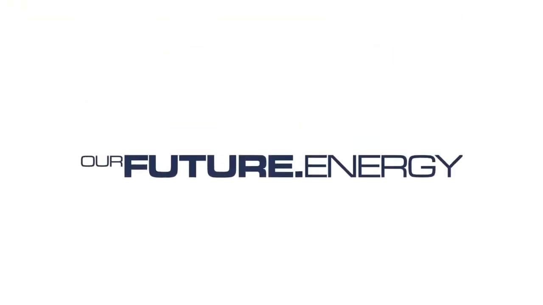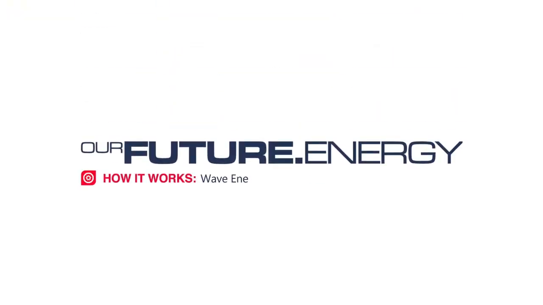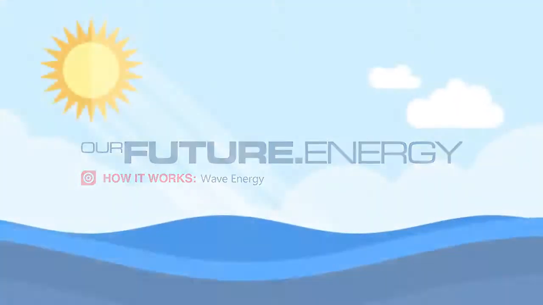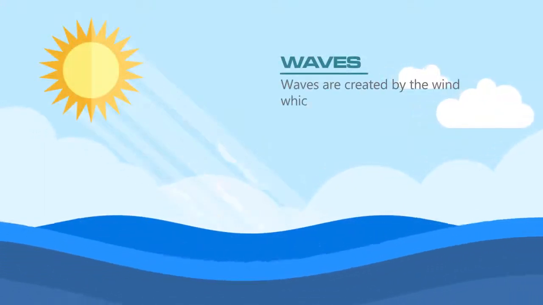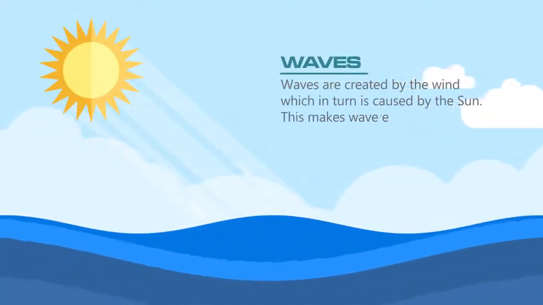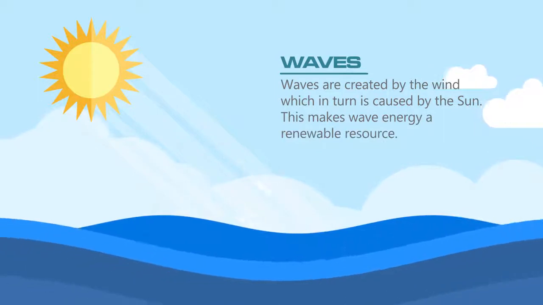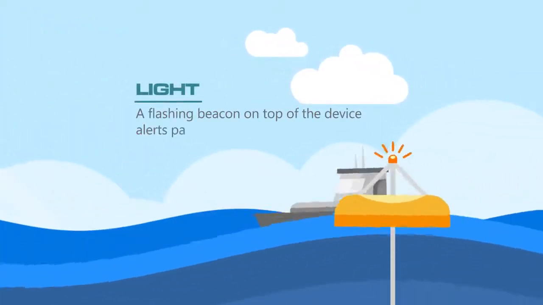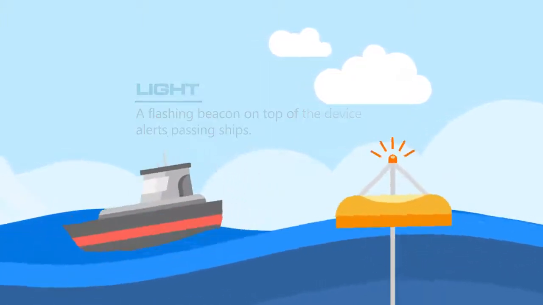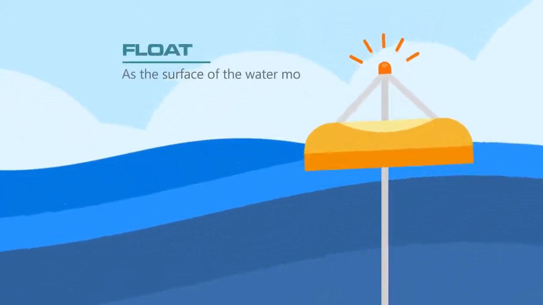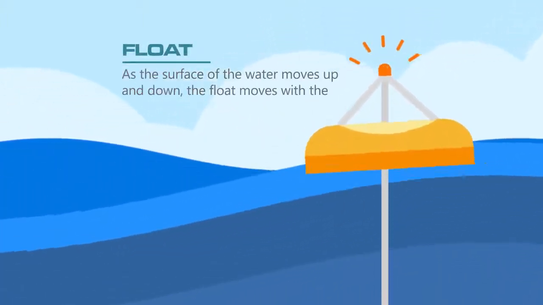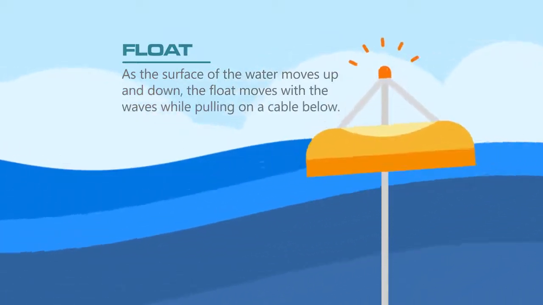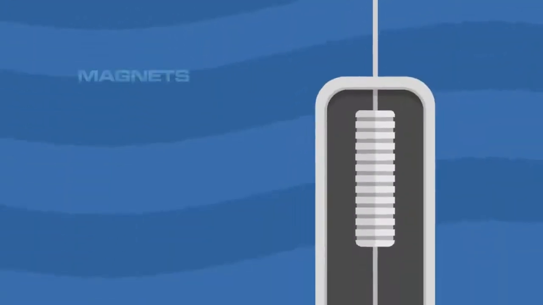Now, let us talk about the production of wave energy, children. Just look into the diagram. If you look carefully, the waves are created by the wind, which in turn is caused by the sun. This makes wave energy a form of solar energy. Now, the flashing beacon light on the top of the device is used to protect ships. As the floaters move up and down on the surface, they follow the waves.